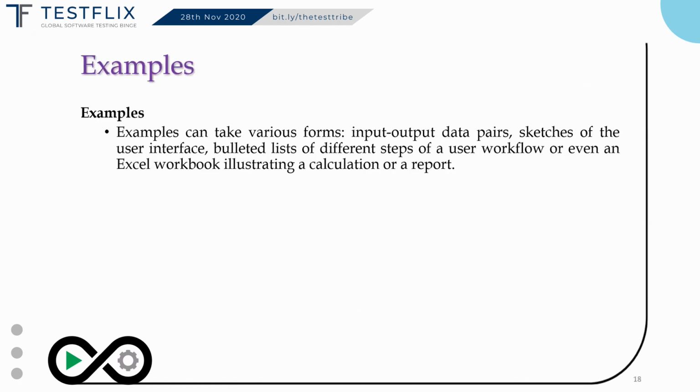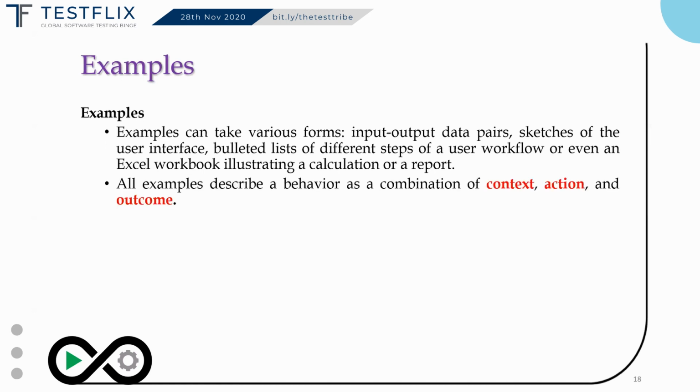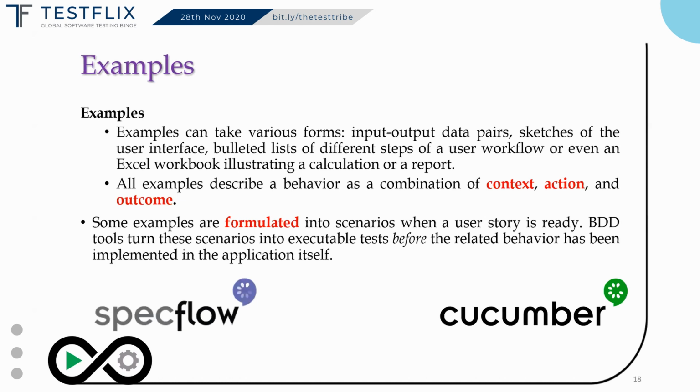So examples themselves will take various forms. They don't just simply have to be a name. They could be input, output, data pairs, sketches of the user interface, a bulleted list, Excel workbook, whatever you want. The important point of those examples, it is a context, action, and outcome, the user behavior we're trying to identify.